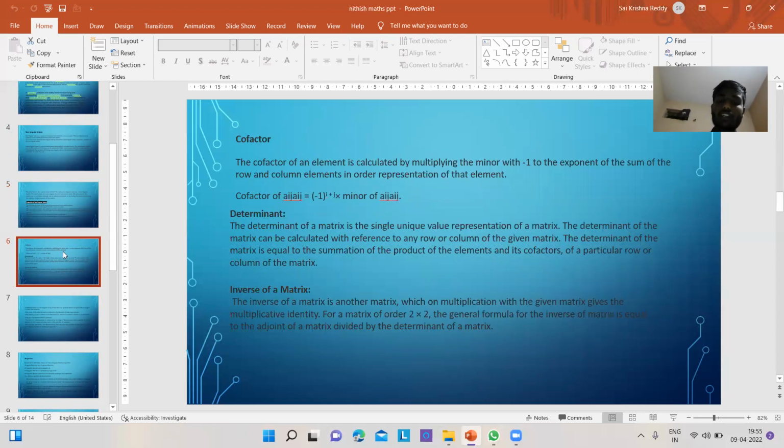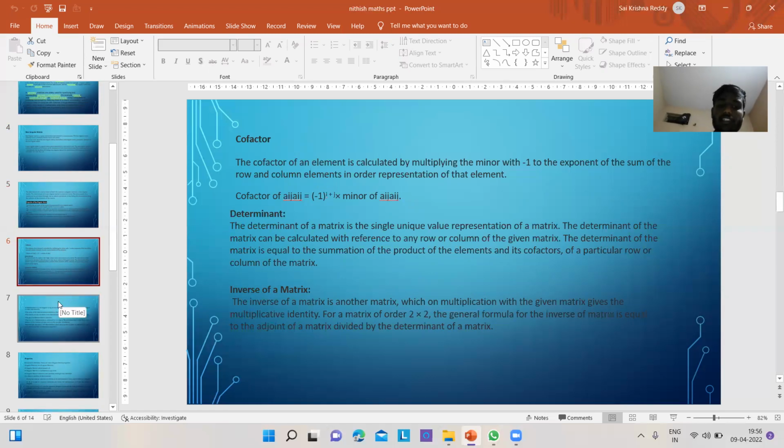Cofactor. The cofactor of an element is calculated by multiplying the minor with minus 1 to the exponent of the sum of the row and column positions of that element. Determinant. The determinant of a matrix is the single unique value representation of a matrix. The determinant of the matrix can be calculated with reference to any row or column of the given matrix. The determinant of the matrix is equal to the summation of the product of the elements and their cofactors of a particular row or column of the matrix.